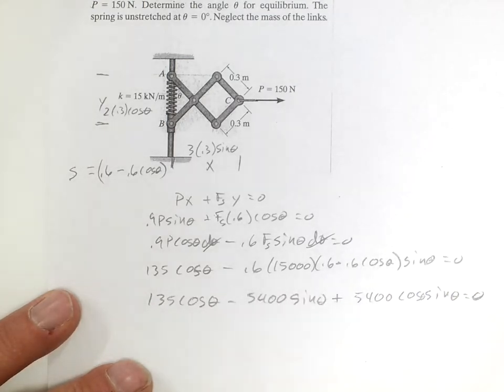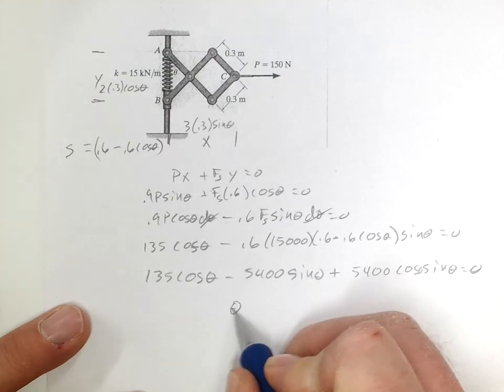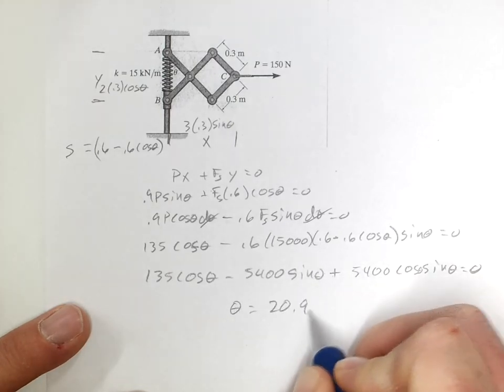And we get this equation with sine and cosine in it. Put that in your graphing calculator, see where it crosses 0, and it's going to be at theta equals 20.9 degrees.